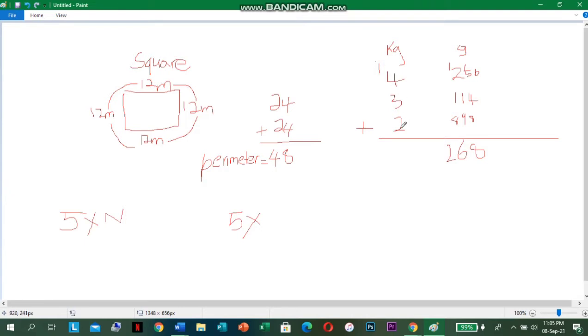So 2 plus 3 gives us 5. 5 plus 4 gives us 9. And 9 plus 1 gives us 10. So the answer is 10 kg and 268 grams. Beautiful. So we're moving along to the next question.